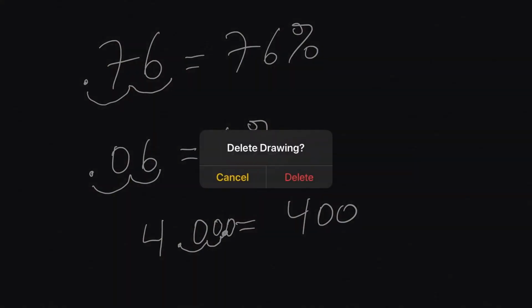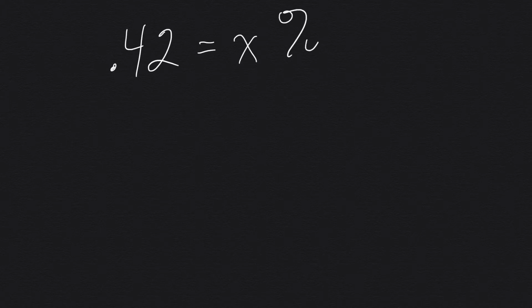Now, suppose you're in an exam and you can't quite remember the rule. Do we move the decimal point to the right, to the left? Or suppose your teacher asks you, why are we moving the decimal point 2 places to the right? Well, what you can do is write yourself a small equation like so. So we have the question 0.42 equals X percent.